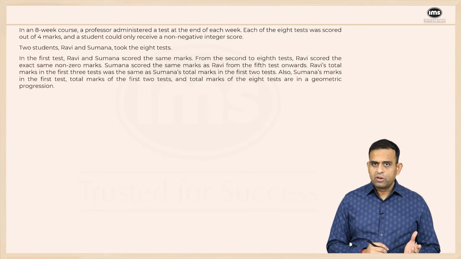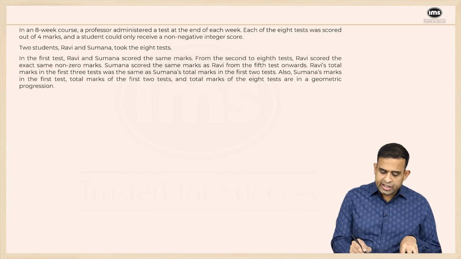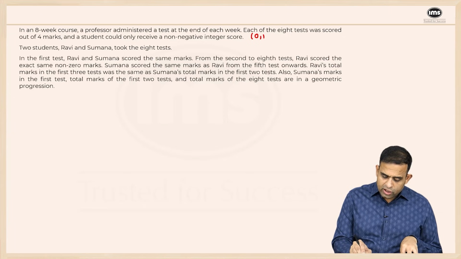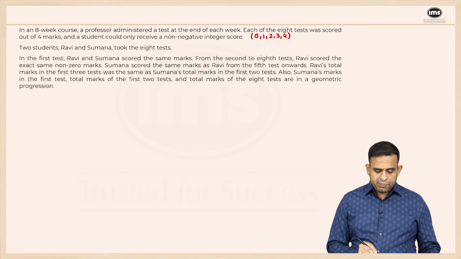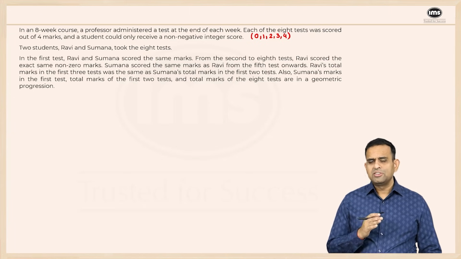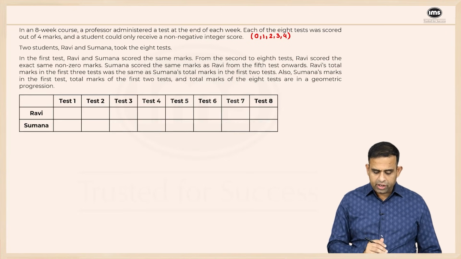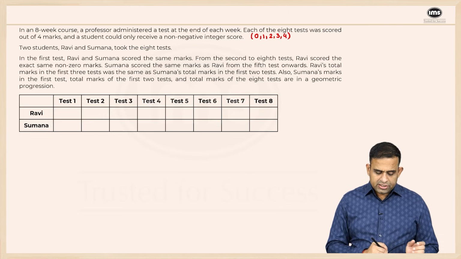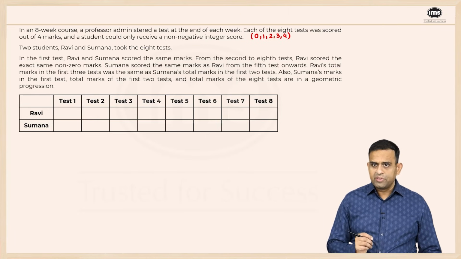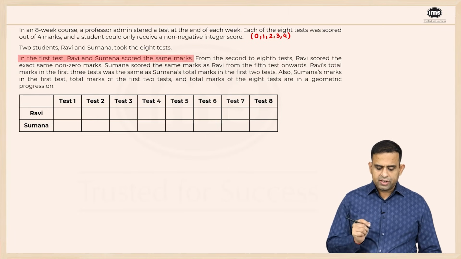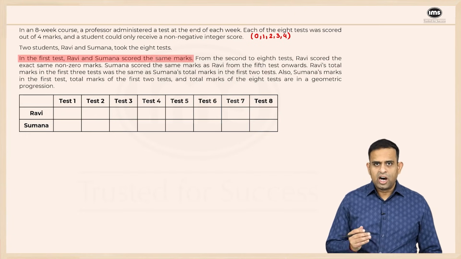So as I told you, because they told us it's going to be 8 tests over here and the tests are out of marks of 4, where every score is going to be a non-negative integer, the only possible scores allowed are 0, 1, 2, 3 and 4. So with Ravi and Sumana, we will make a simple table where you can have test 1, test 2 up to test number 8 and the scores of Ravi and Sumana, something of this nature. Let's read the first part of the next sentence. In the first test, Ravi and Sumana scored the same marks. How much, we don't know.